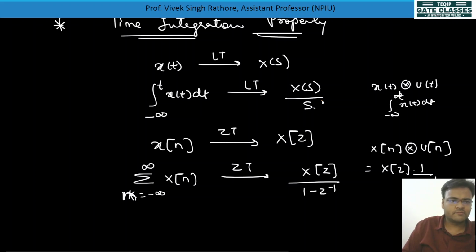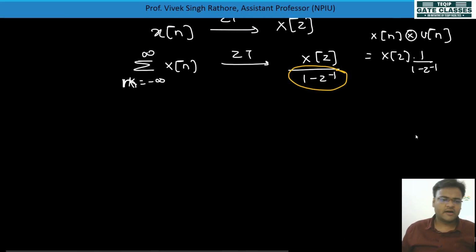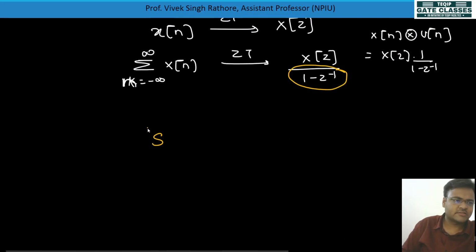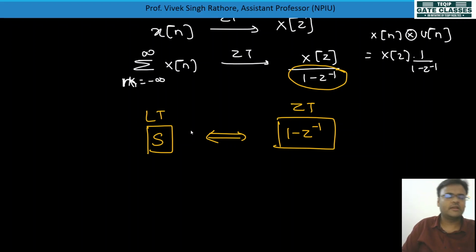If you take integration, you are getting 1 by s as the common term, and here the 1 by 1 minus z inverse term. So ultimately from both equations you can see that the s in Laplace transform is equivalent to 1 minus z inverse in Z transform. Whatever s term we were talking about in the Laplace transform, it is equivalent to 1 minus z inverse in the Z transform.